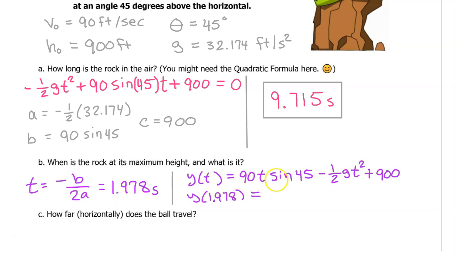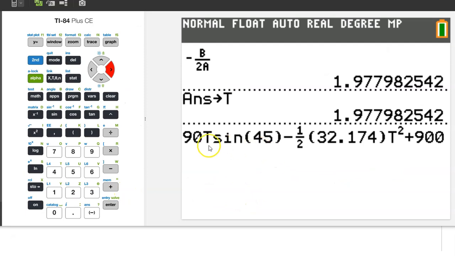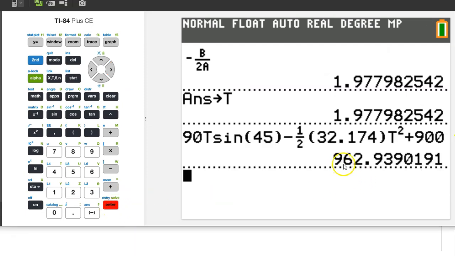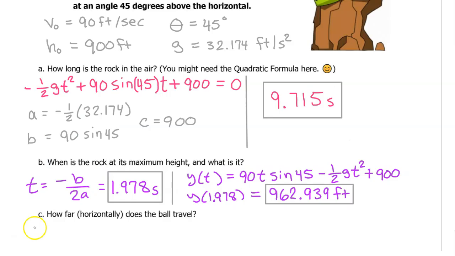We know the height of the rock at any time t is given by this expression. We just need to evaluate at 1.978. So here it is all typed in, and we get 962.939 feet. So that's it for part B.